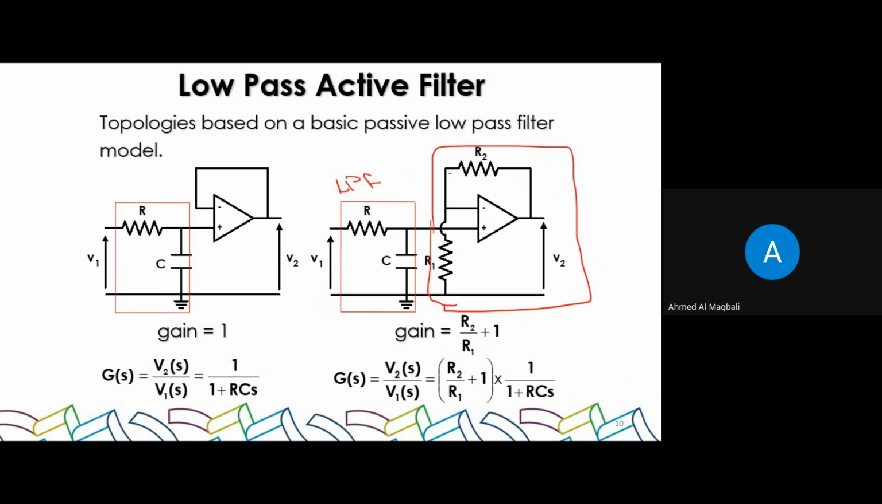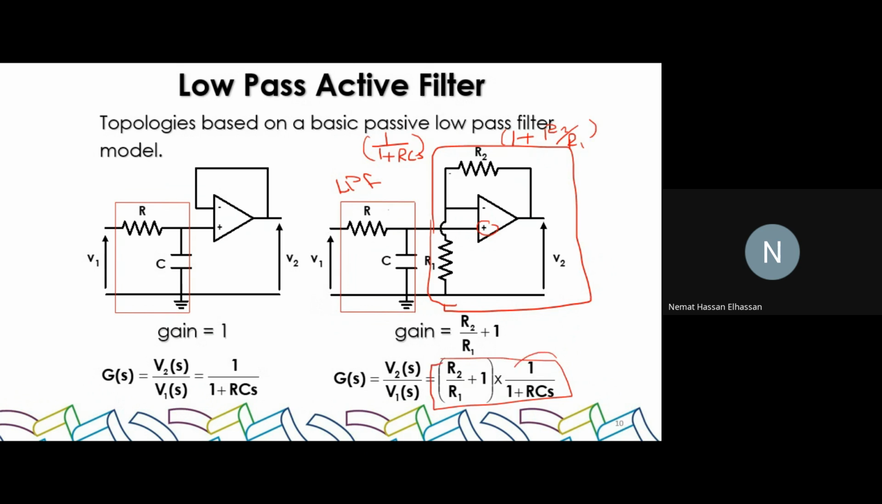Non-inverting, because it's connected to the positive input. So this is a non-inverting amplifier. The gain for a non-inverting amplifier is 1 plus R2 over R1. And the gain of a low-pass filter, we studied this last week, go back to check, is 1 over 1 plus RCS. So the total gain of the circuit, V2 over V1, will be the gain of the first part multiplied by the gain of the second part, which is this equation over here.